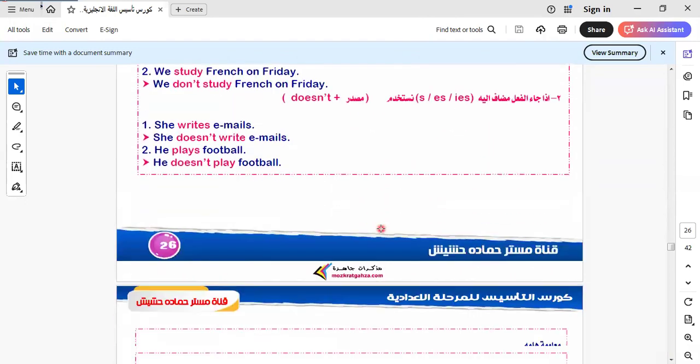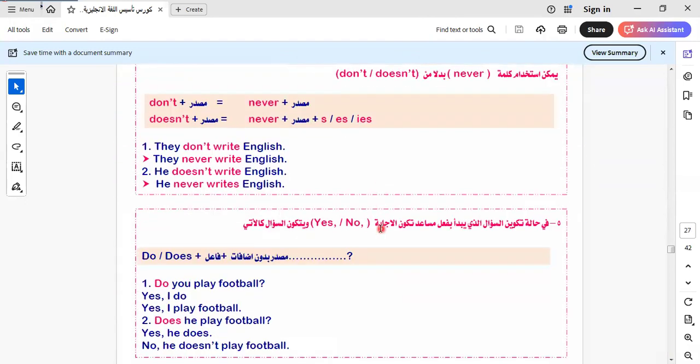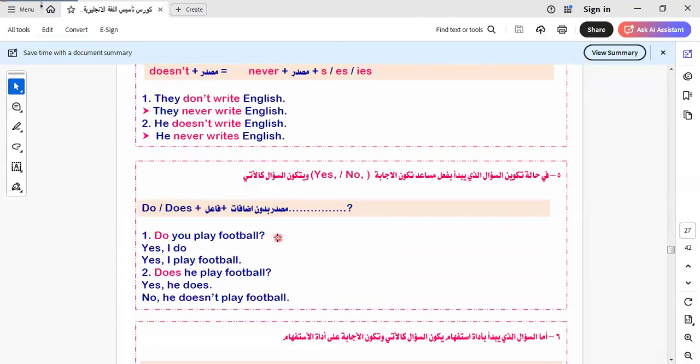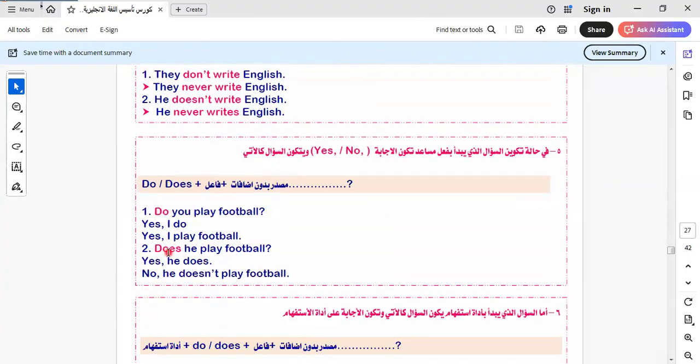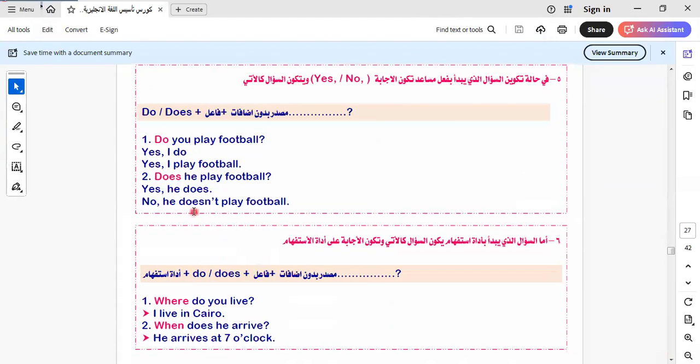When we use the negative form or question form, what do we use? We use do and does. Does is used with he, she, it, and do with you, we, they. And when we use does in the negative form or the question form, we can't put s on the verb. We say don't play, doesn't play. So the verb here must be in the same form. The same applies to the WH questions.